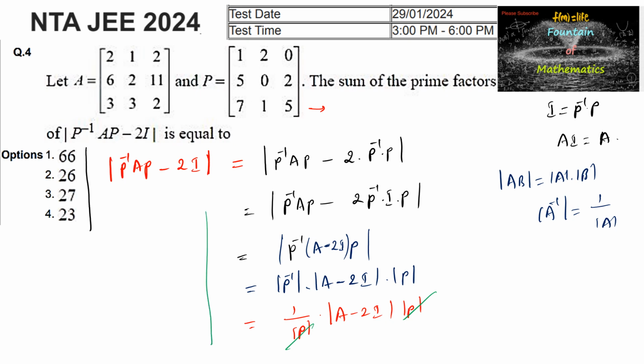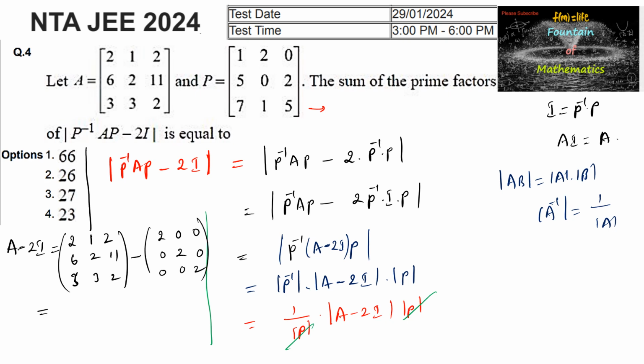So let us find the matrix A minus 2I, which is equal to [2 1 2; 6 2 11; 3 3 2] minus 2 times the identity matrix, that is [2 0 0; 0 2 0; 0 0 2]. On simplifying, you will get 2 minus 2, that is 0, 1 minus 0 is 1, 2 minus 0 is 2, 6 minus 0 is 6, 2 minus 2 which is 0 again, 11 minus 0 is 11, 3 minus 0 is 3 and 3 minus 0 is 3 and again 2 minus 2 is 0. So A minus 2I is [0 1 2; 6 0 11; 3 3 0].